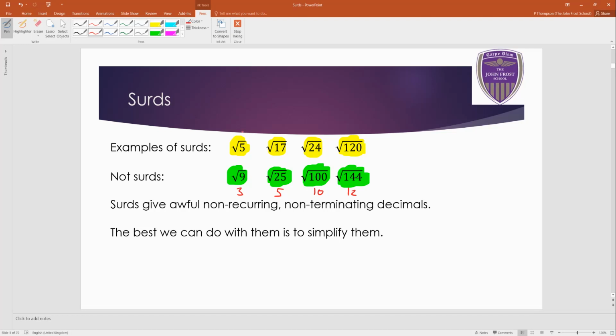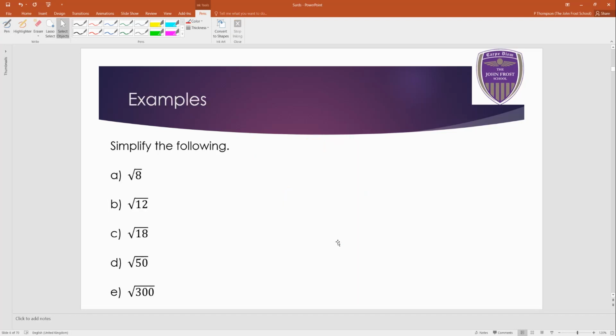Right? A surd is any square root of a non-square number. All right, so these are all not surds because they give you a whole number answer back. These all here, put these in the calculator, you'll just get nasty, non-recurring, non-terminating decimals. So a surd is the square root of any non-square number. But all we can do to make them look better is to simplify them, which we're going to do now. So here's a few examples here. All right, so perhaps pause the video and then write these down and come back when you're ready.